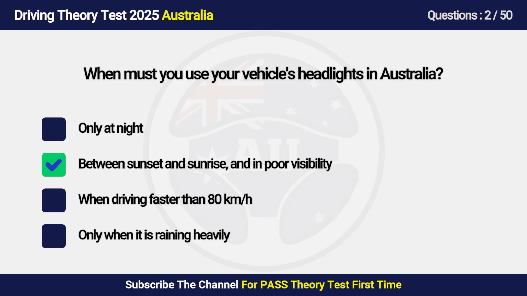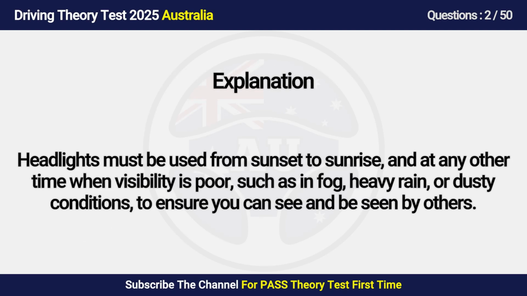Answer is B. Between sunset and sunrise and in poor visibility. Headlights must be used from sunset to sunrise and at any other time when visibility is poor, such as in fog, heavy rain, or dusty conditions, to ensure you can see and be seen by others.